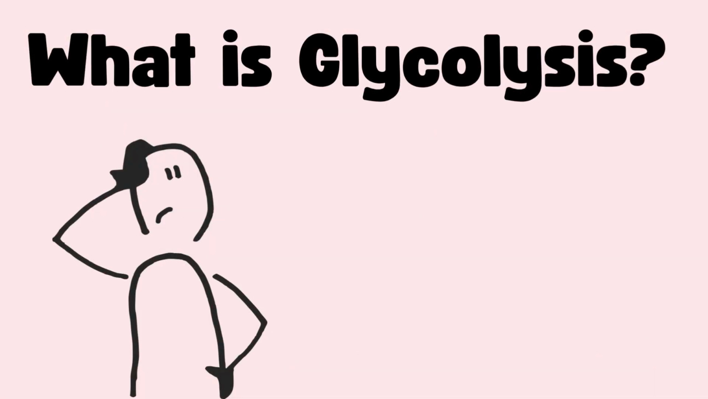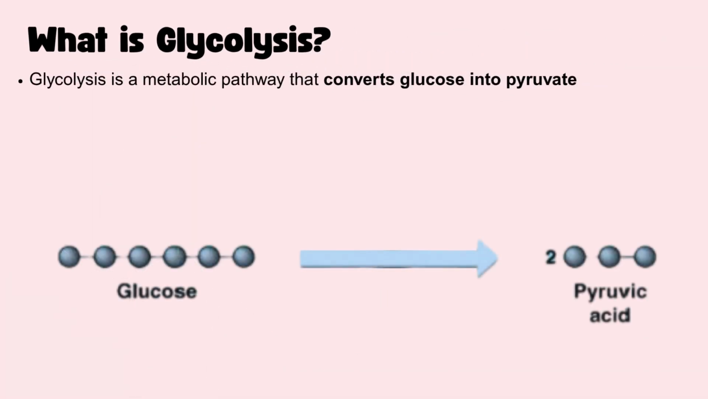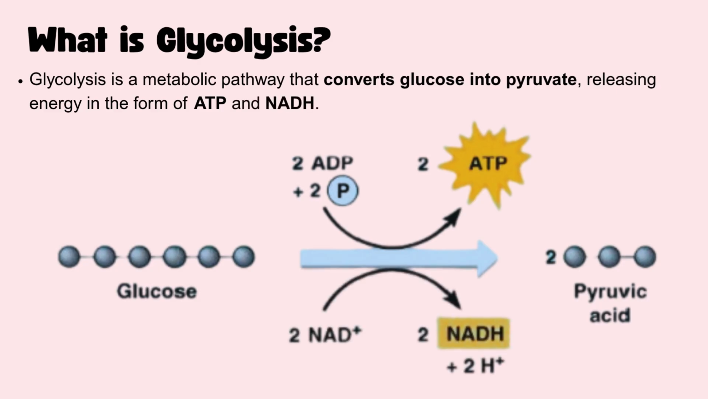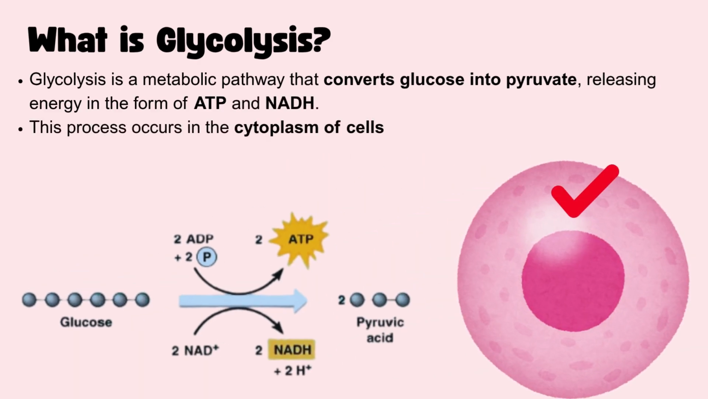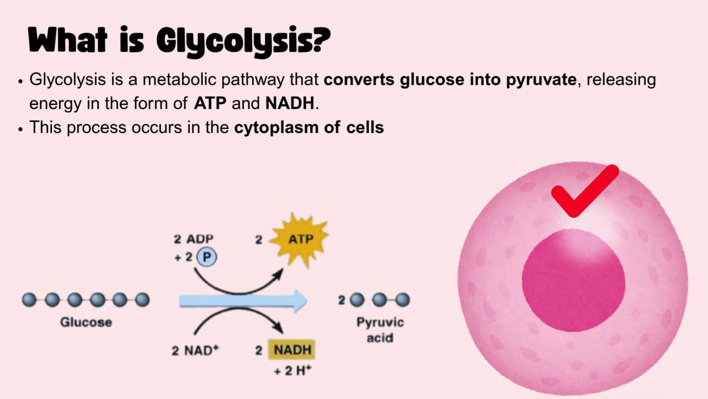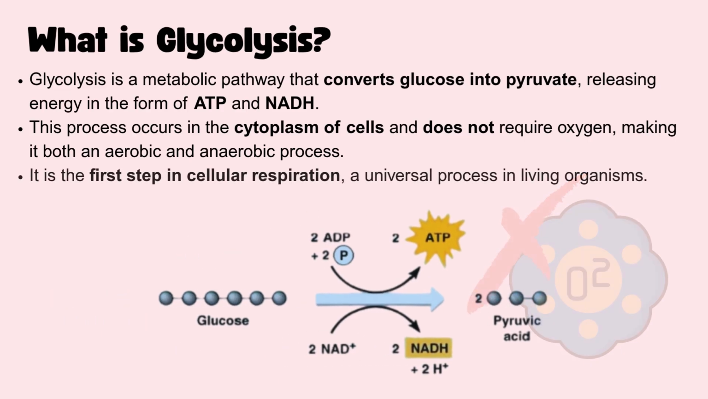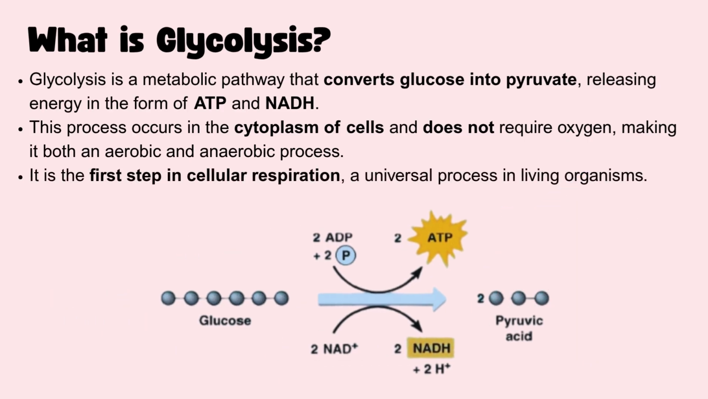What is glycolysis? Glycolysis is a metabolic pathway that converts glucose into pyruvate, releasing energy in the form of ATP and NADH. This process occurs in the cytoplasm of cells and does not require oxygen, making it both an aerobic and anaerobic process. It is the first step in cellular respiration, a universal process in living organisms.